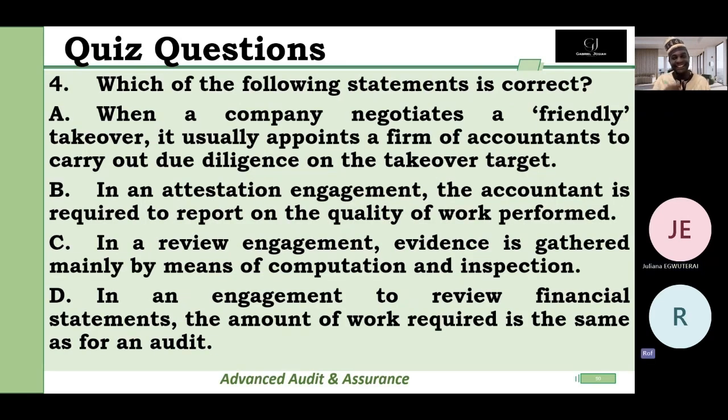Number 4, which of the following statements is correct? A, when a company negotiates a friendly takeover, it usually appoints a firm of accountants to carry out due diligence on the target takeover. B, in an attestation engagement, the accountant is required to report on the quality of work performed. C, in a review engagement, evidence is gathered mainly by means of computation and inspection. D, in an engagement to review financial statements, the amount of work required is the same as for an audit.